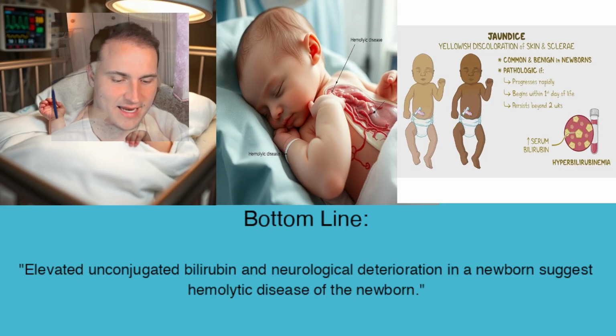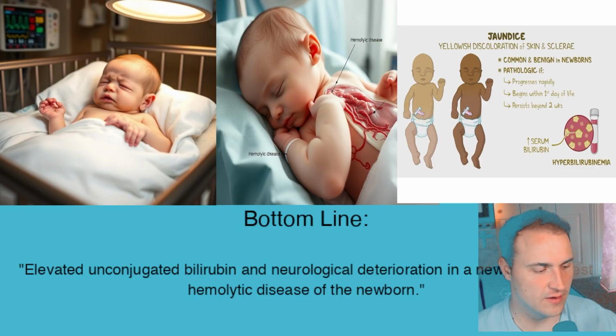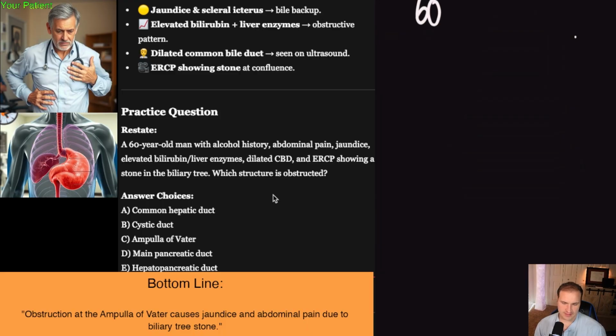And so the bottom line is elevated unconjugated bilirubin and neurological deterioration of a newborn suggests hemolytic disease of the newborn. So there you go. All right, in this question we have a 60-year-old man.